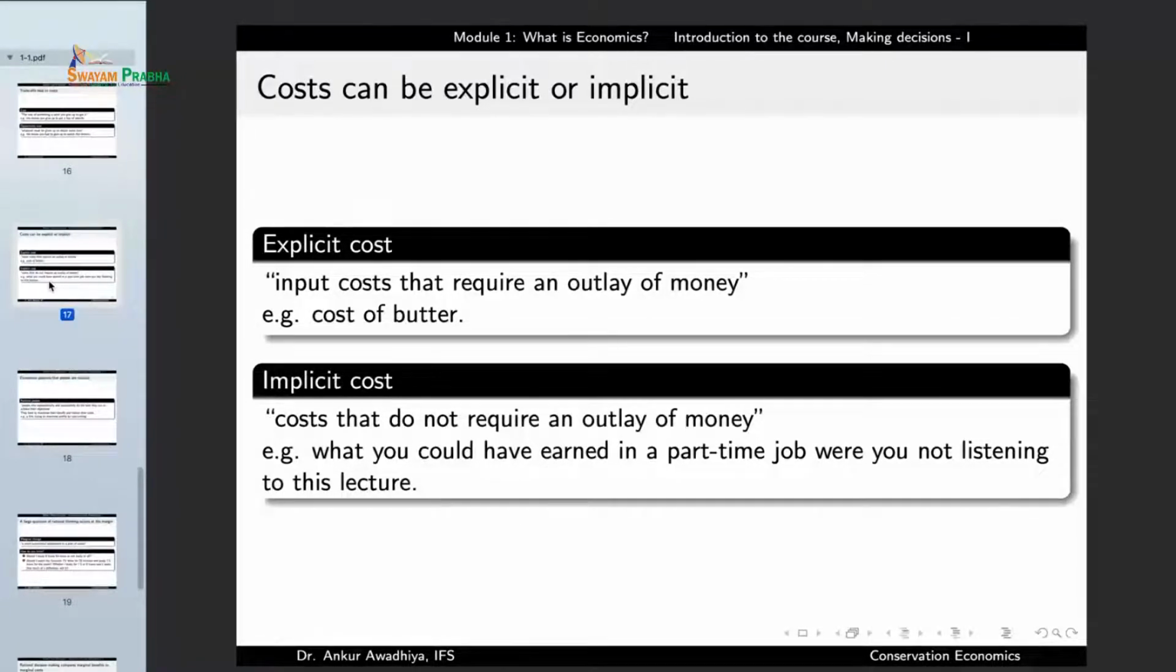Explicit cost is something that requires an outlay of money. That is, if you want to buy a box of pencils or a bar of butter, what is the money that you will have to spend? Implicit cost is a cost that does not require an outlay of money. That is what you could have earned in a part-time job were you not listening to this lecture. So we have different costs.